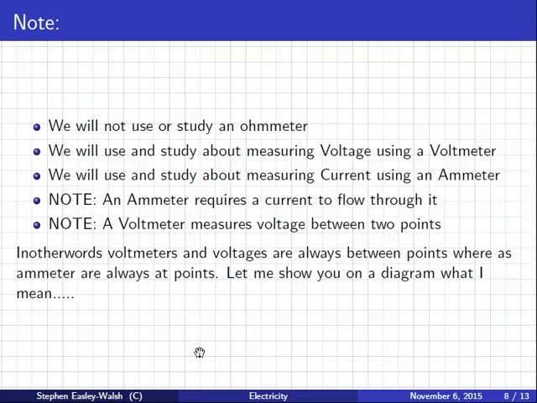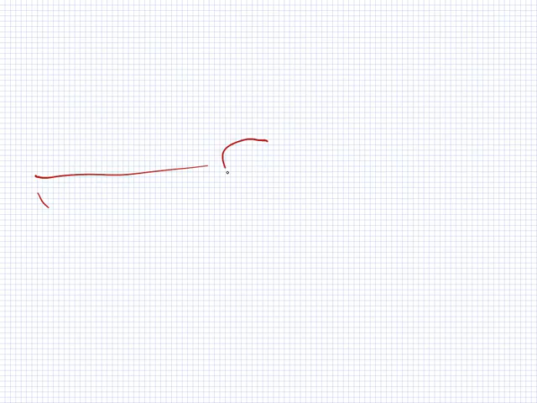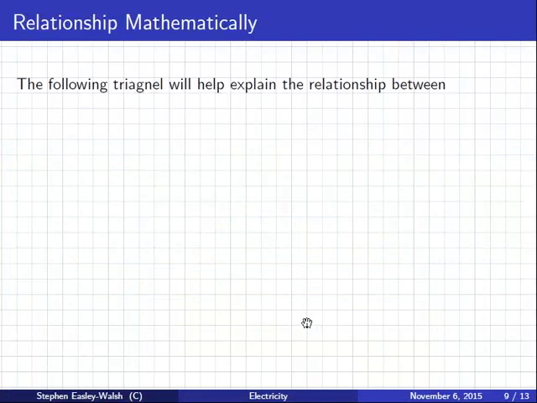Okay. So again, never do this. Never put the voltmeter in the flow. It won't work. The only time this works is with a battery. We'll talk about it later, but really you should not be doing this. It always needs to be around 2 points. Can you remember that, please? Right. So now let's look at the relationship mathematically rather than as a picture. The relationship between V, I and R is just a simple triangle.